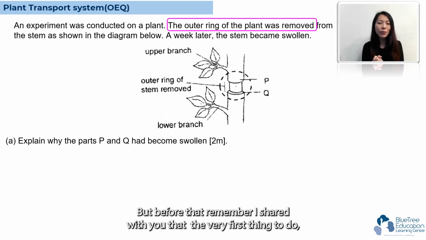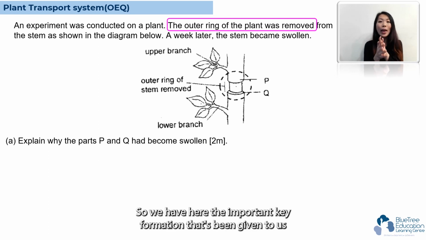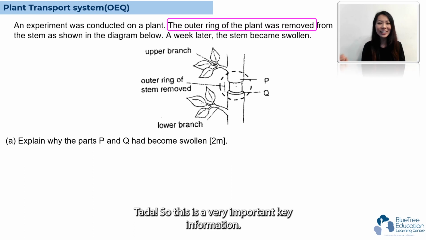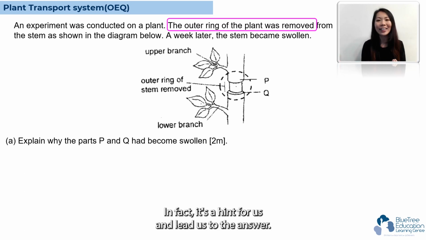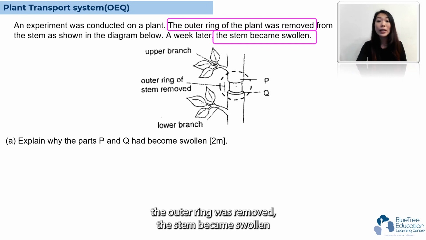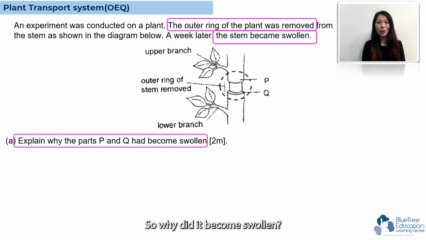But before that, remember I shared with you that the very first thing to do for an MCQ question or open-ended question is to always identify the key information. So the important key information that has been given to us is actually that the outer ring of the stem was removed. Ta-da! This is a very important key information. In fact, it is a hint that leads us to the answer. The next important key information is that the moment the outer ring was removed, the stem became swollen. And the next important information is that the question is asking us, why did the part at P and Q become swollen?